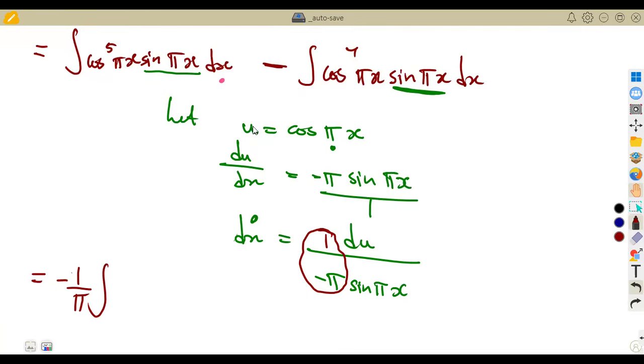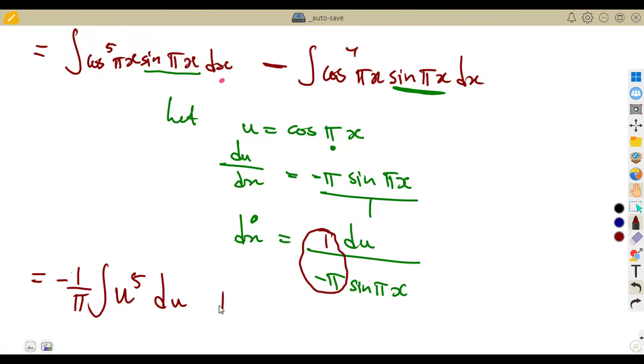Remember, cos pi x is u, so it's going to be u to the exponent of 5. The sine and the sine are cancelled, so we are left with u, with respect to u. The same thing on this other part. There's a minus out of the integral, so this minus and this minus 1 over pi cancel.